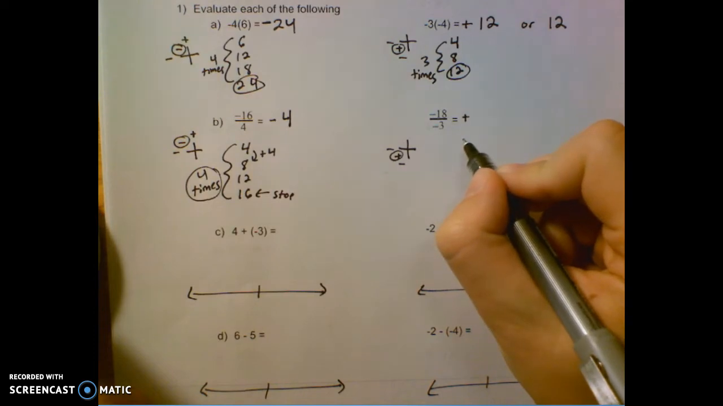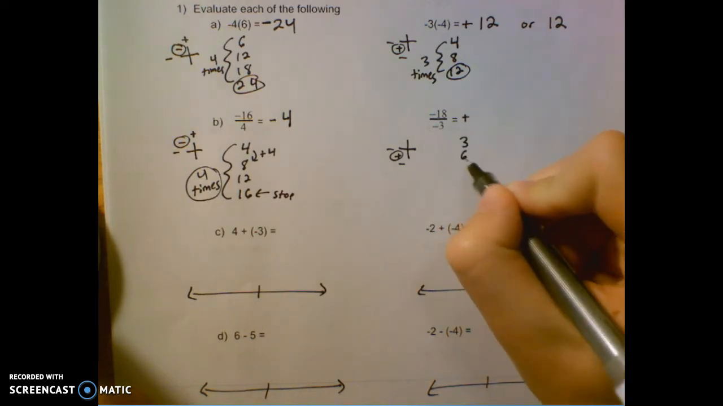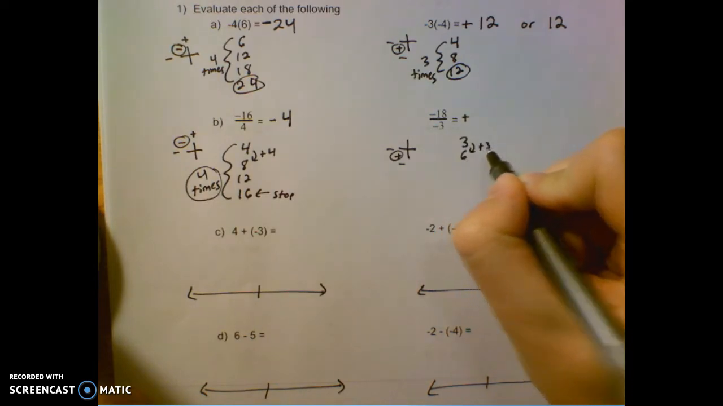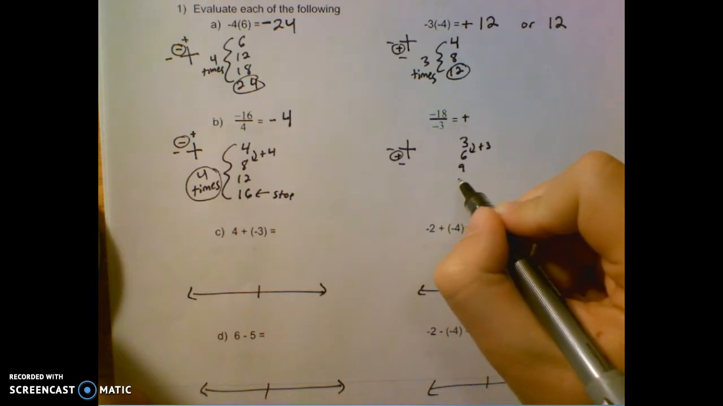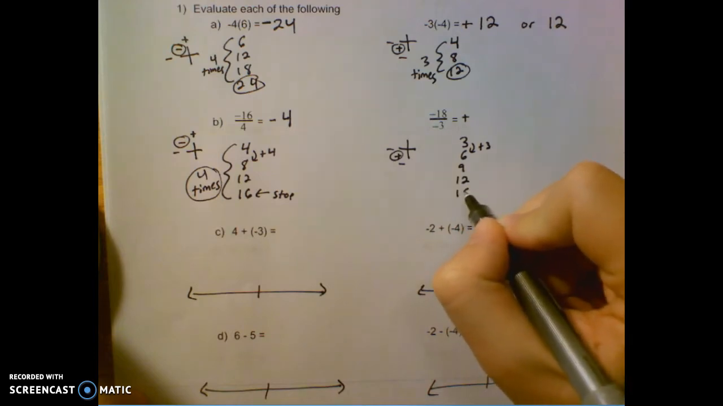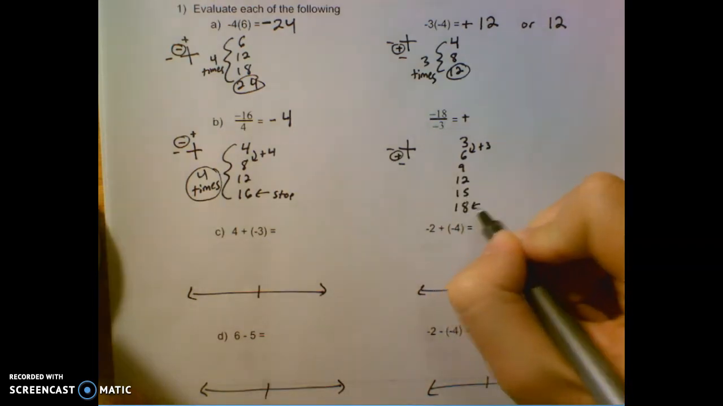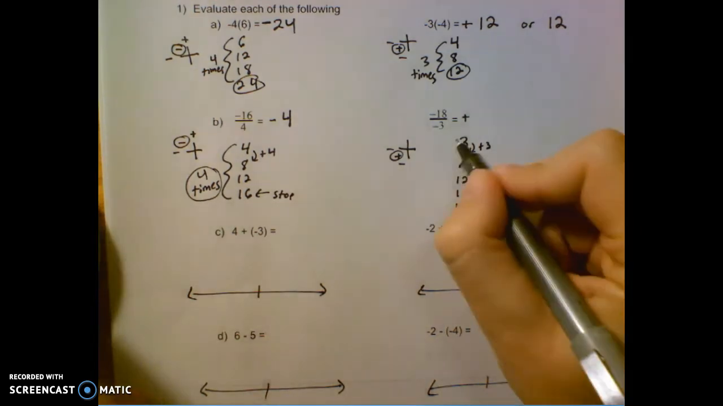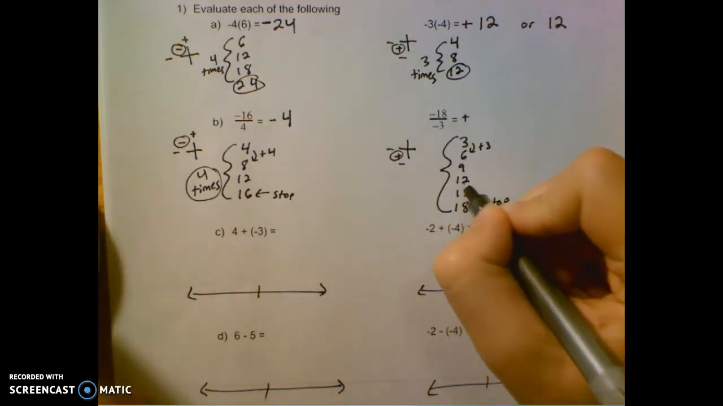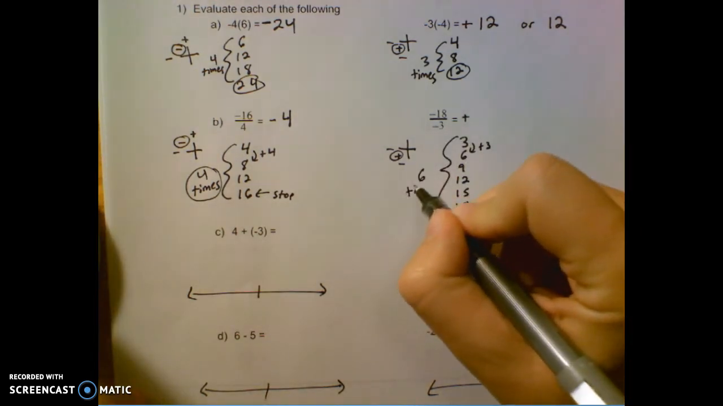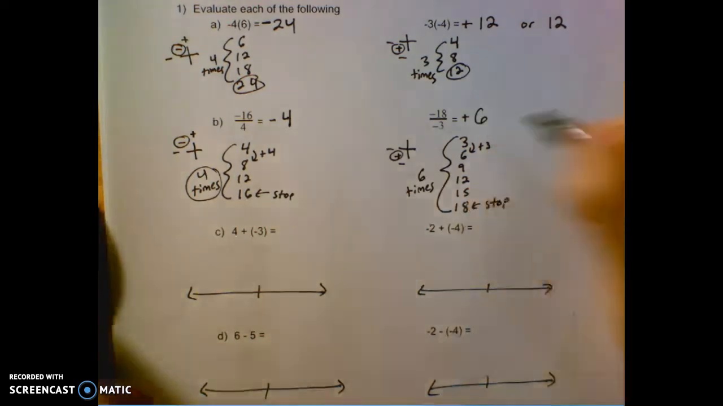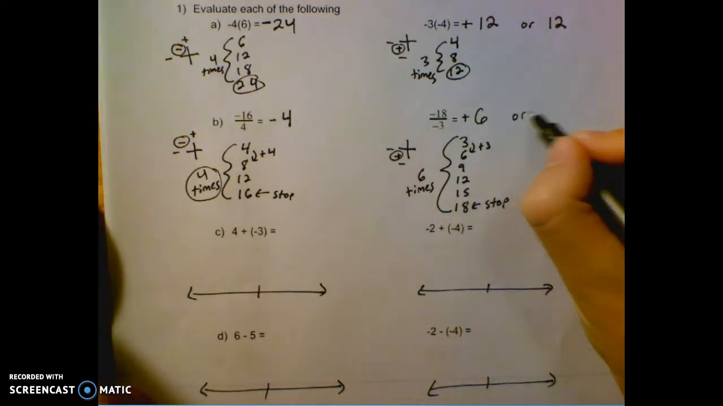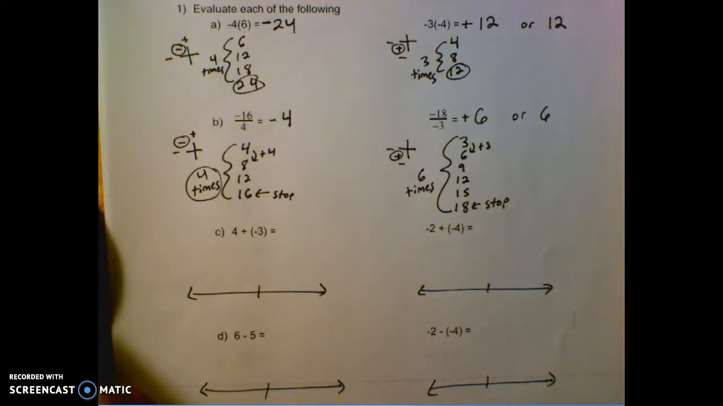Over here I'm counting by 3: 3, 6, 9, 12, 15, 18. Stop at 18. 1, 2, 3, 4, 5, 6. 6 times. My answer is positive 6 or just 6.